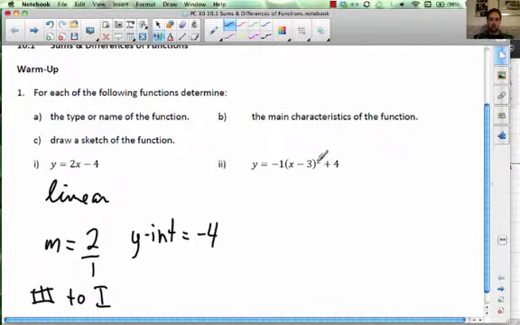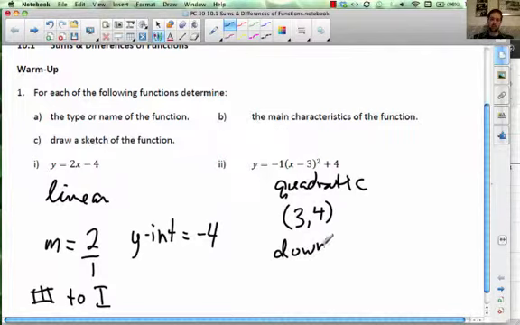This one, because of the presence of this 2, this is a quadratic function. Some things we can pick out quickly. It has a vertex at 3 and 4. It opens down. And what else do we want to say about this? I guess we could find the y-intercept and or the x-intercepts.